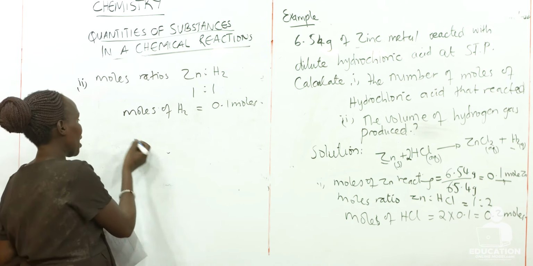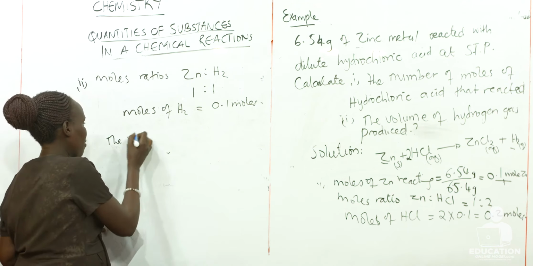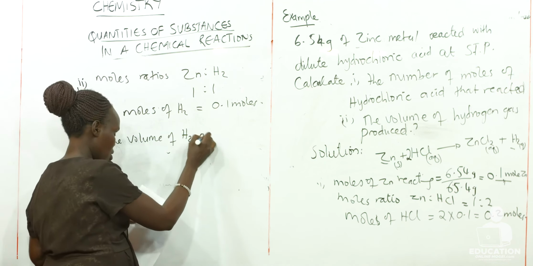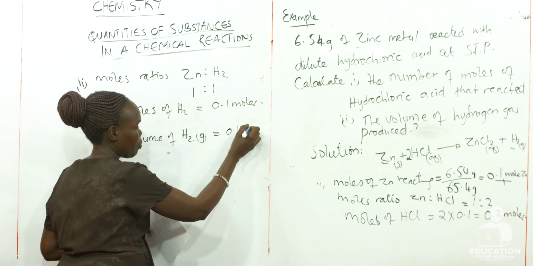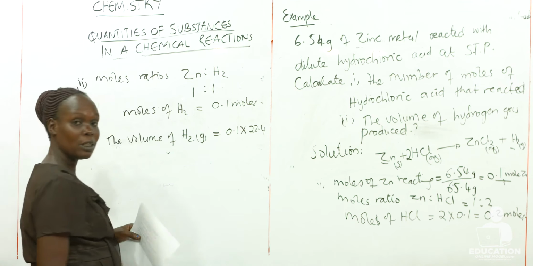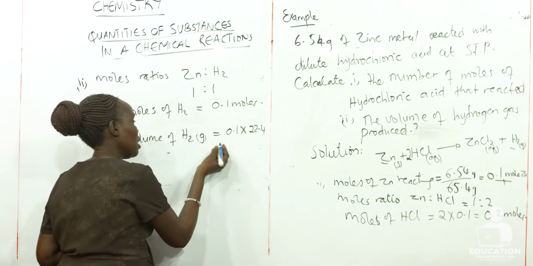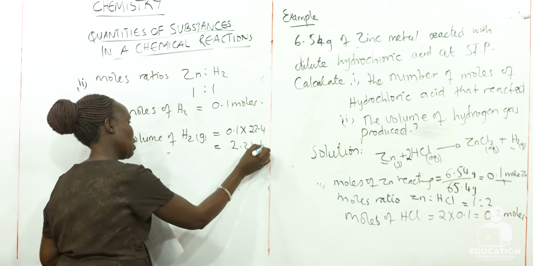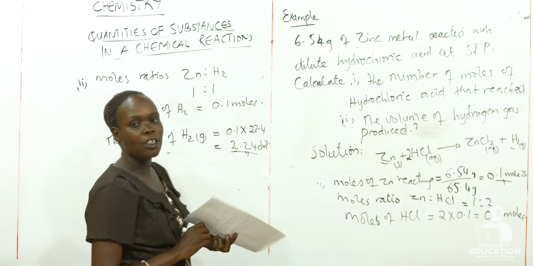So you are required to find the volume of hydrogen gas. The volume of hydrogen gas will be equal to 0.1 multiplied by 22.4. Here 22.4 decimeter cube is the molar volume at standard temperature and pressure. So this will be equal to 2.24 decimeter cube. This is the volume of hydrogen gas produced.